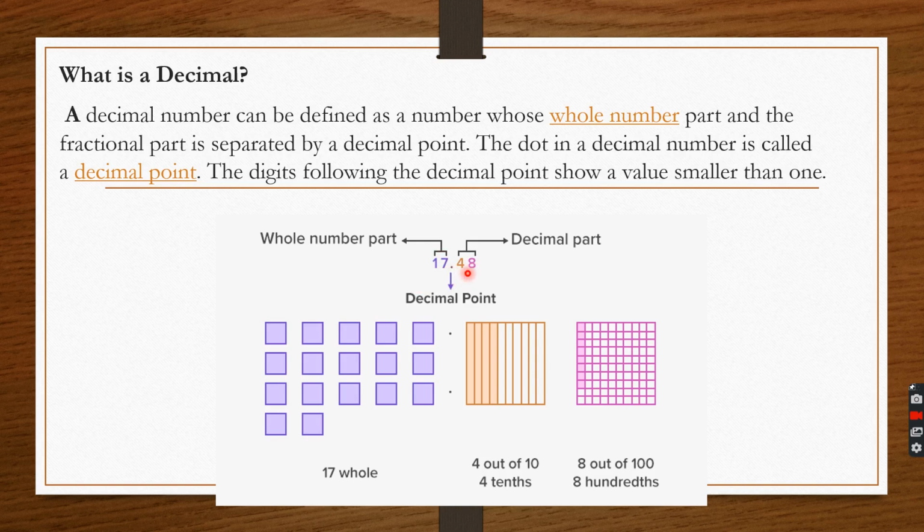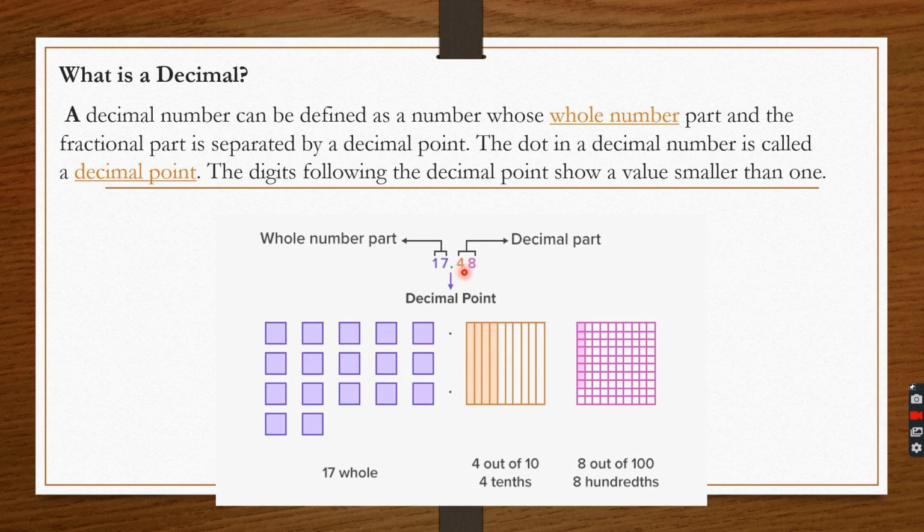After the decimal point we never say 48 as a combined number. Always we say it digit by digit, 4 and 8. Here in the whole number part there are 17 whole numbers. And in the decimal part, the first number after the decimal is 4. Its place is tenth, not tens, T-E-N-T-H. The place is tenth.